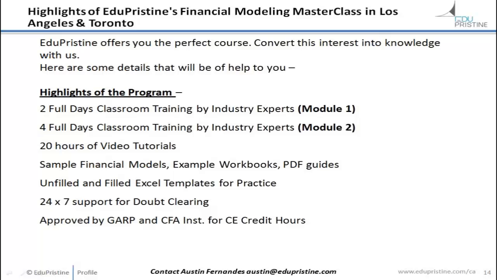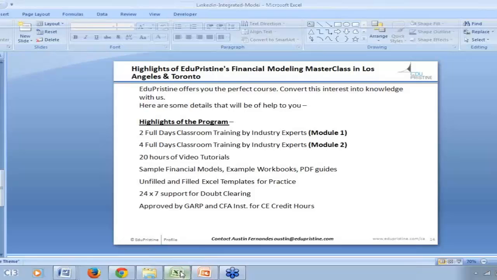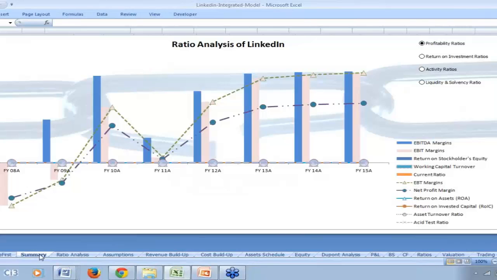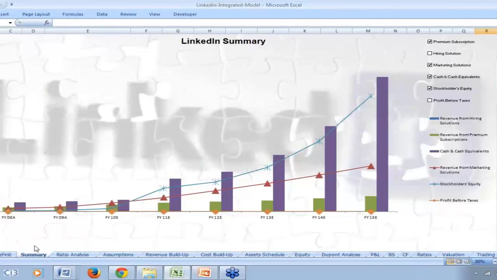Now we look at one model to get a feel of how an overall financial model would look. This is the financial model for LinkedIn when it was about to file for an IPO. Now, we did the evaluations. This has been done by our team at EduPristine. This is a complete model of LinkedIn.